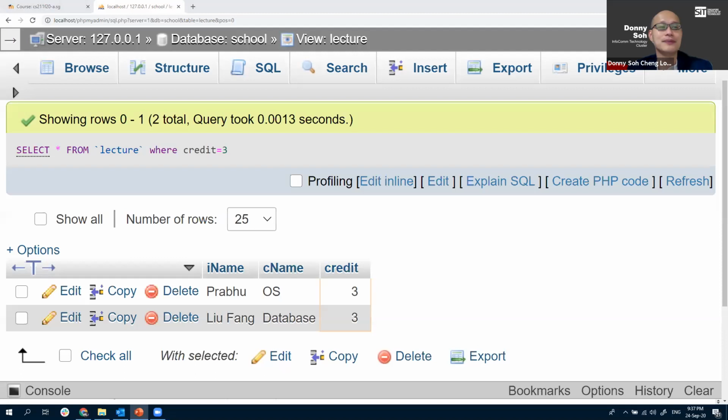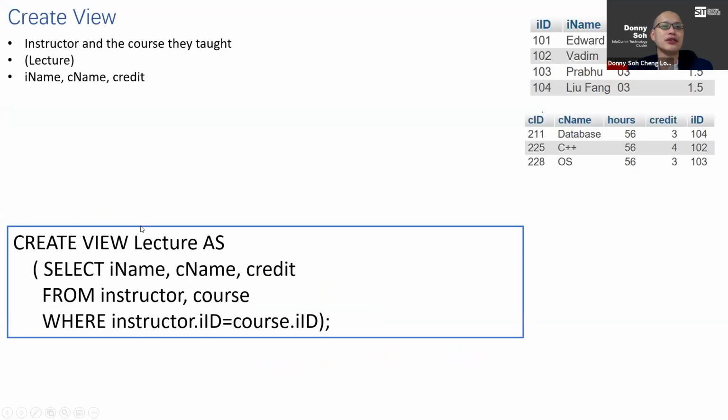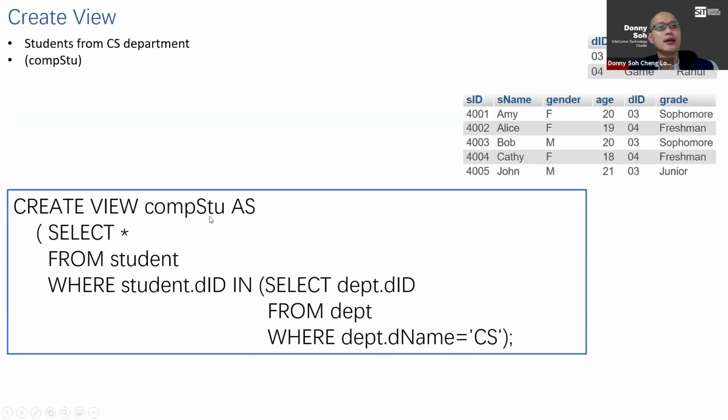Okay, that's cool. So we created this view earlier. Let's say I want to create a view of students from the computer science department. Let's break this down step by step. This is a 3-tiered query: 1, 2, 3.